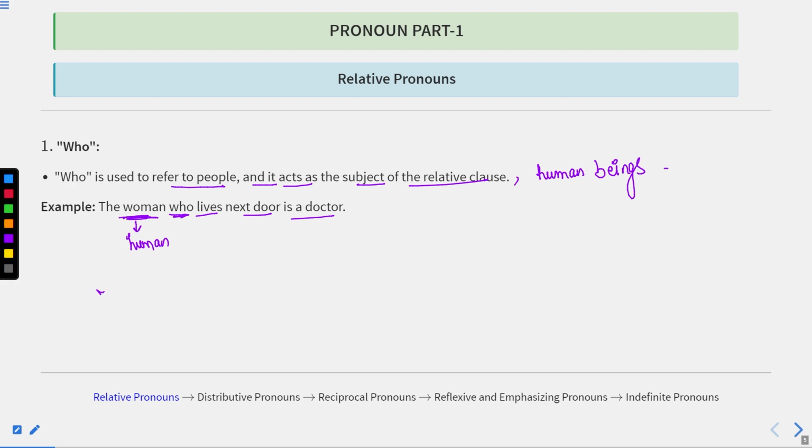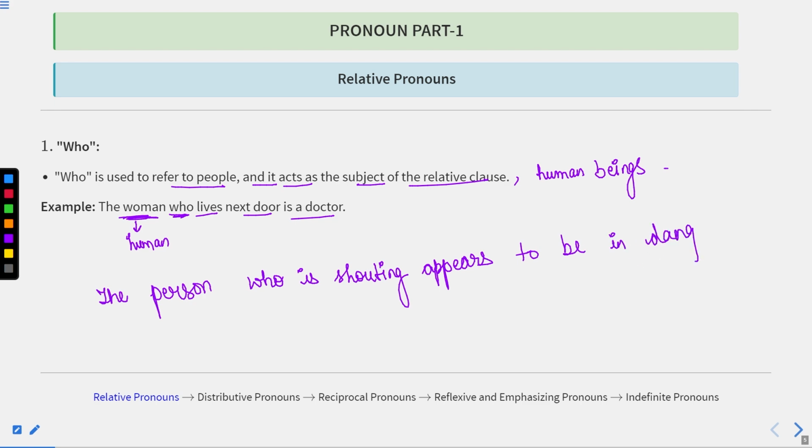Now, the person who is shouting appears to be in danger. Here we are talking about a person who looks as if he were in danger. This person is a human being, so we have used who.